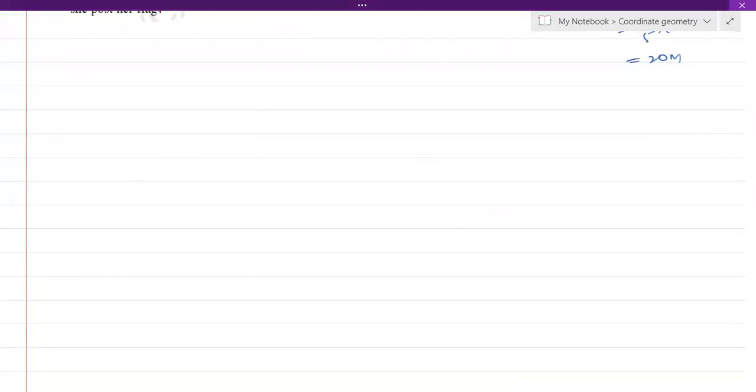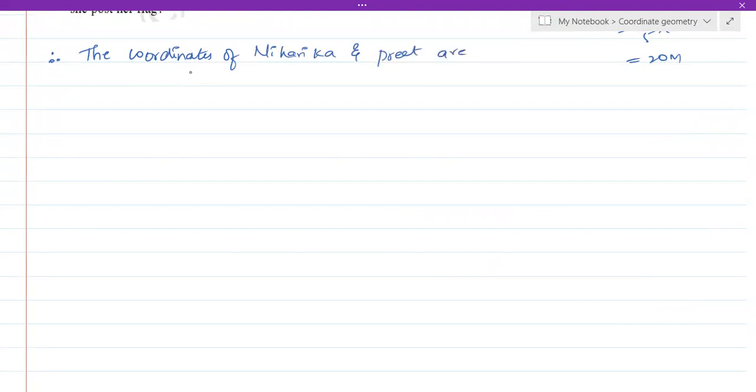Let me write that. Therefore, the coordinates of Niharika and Preet are 2, 25 and 8, 20 respectively. So what is the coordinate of Niharika? 2, 25, and Preet we can take as 8, 20. Okay, we have got the coordinates.